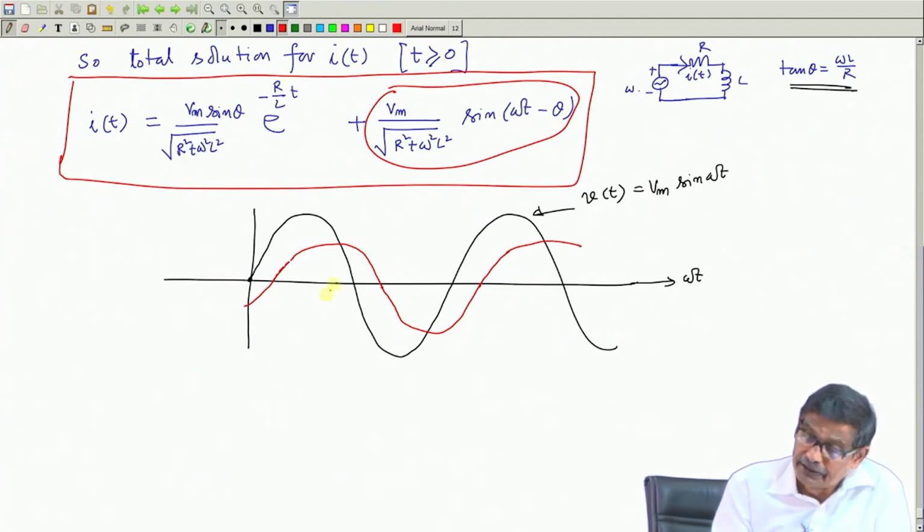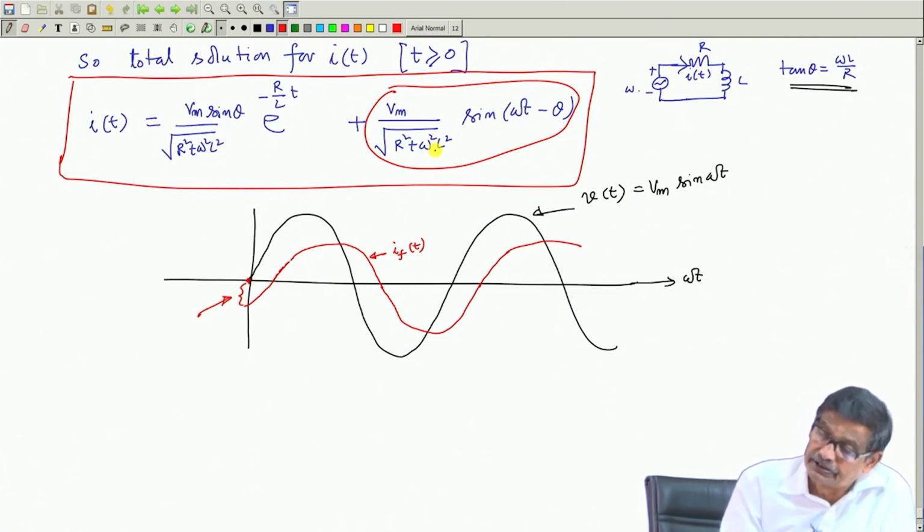Then there is a part, but this is only i_F(t), but there is a natural part. You have to add this waveform to this to get the total solution. Now, what will be that part? That part is telling that the magnitude at t equal to 0 of the forcing function is minus V max by root over R square plus omega square L square sin theta.